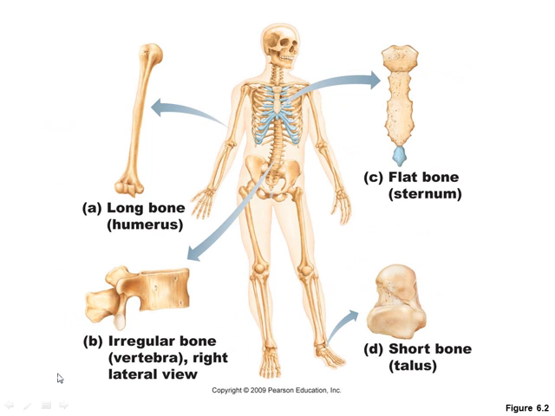Okay, so here's our skeleton. Flat bones. You're going to find them, they're flat, usually curved. Sternum and in the skull. The cranium especially are your flat bones. Long bones. Longer than they are wide. So your humerus is a long bone. Your radius and your ulna are long bones. All the metacarpals and phalanges in your fingers and your hand are long bones. Your metatarsals and your phalanges in your feet are long bones. Your tibia and fibula are long bones. So any of those are considered long bones. They're longer than they are wide.